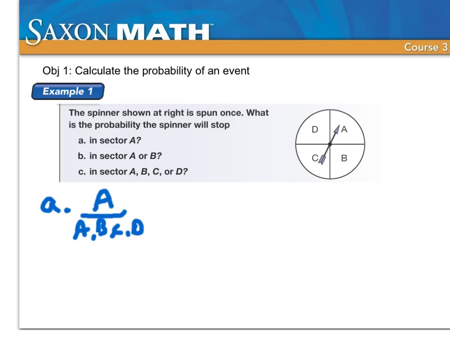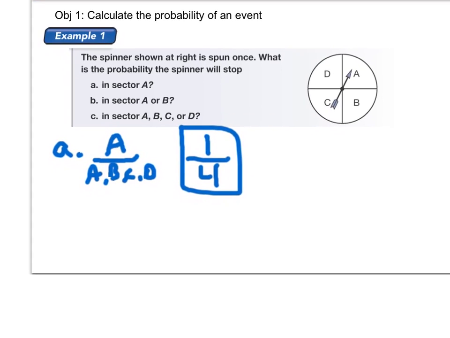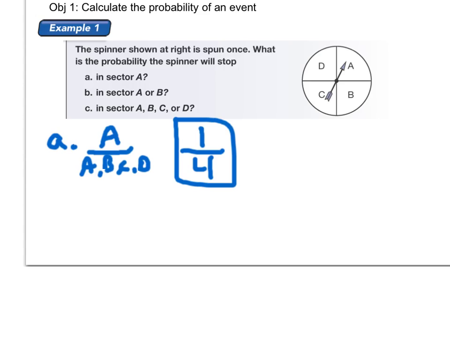So now I'm going to use numbers to represent these. How many possible ways on this spinner could I get an A? Well, there's only one A, over, how many ways could I get A, B, C, or D? Well, there's 4 of those. So the probability the spinner stops in sector A is 1/4. Okay, so we got a 1 out of 4 chance.